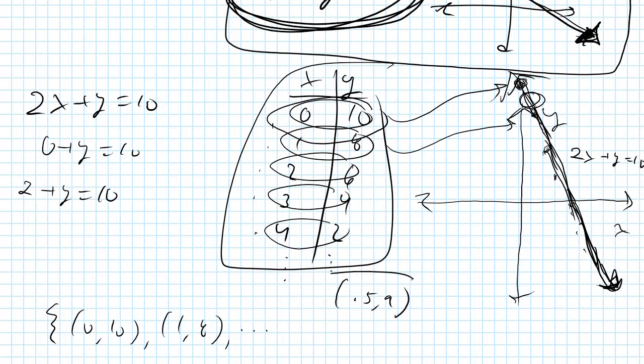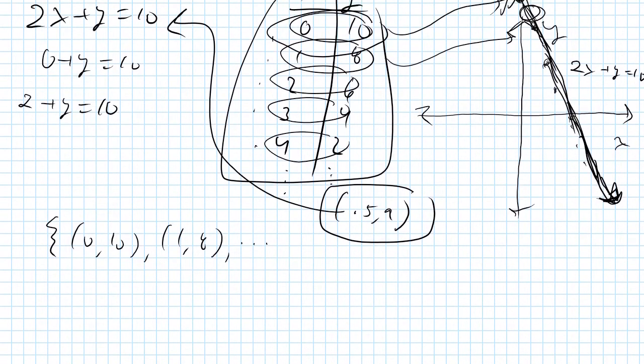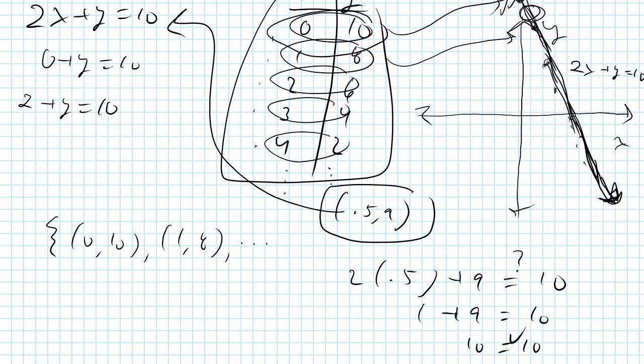But if you test by putting 0.5, 9 into this equation and seeing if it makes that equation true, 2 times 0.5 plus 9 equals, I hope, 10. 1 plus 9 is 10. 10 is 10. So yes. So now the question, like, is 0.5, 9 on this line, can be answered because it's the same answer to the question, does the ordered pair 0.5, 9 make this equation true?